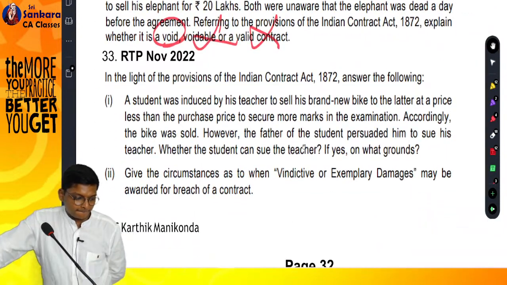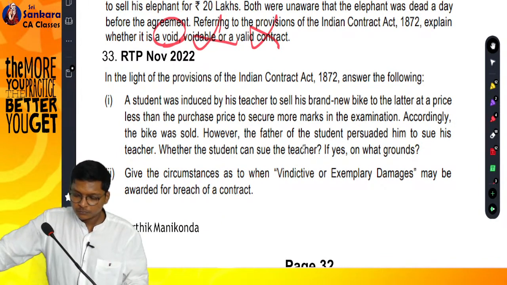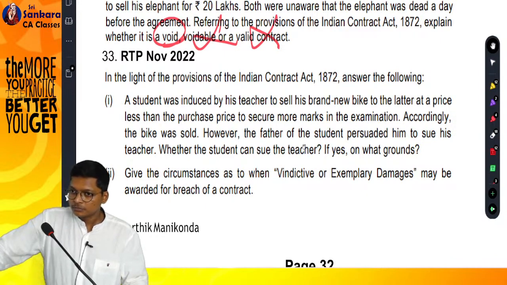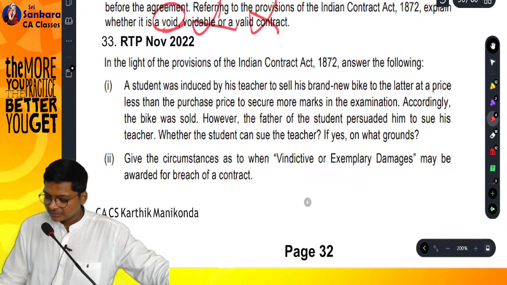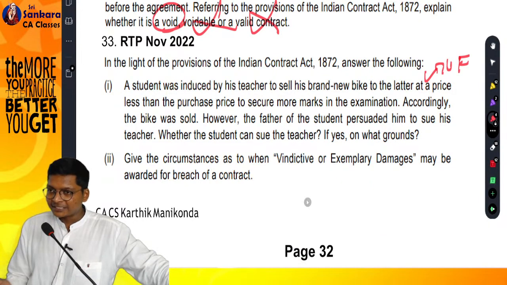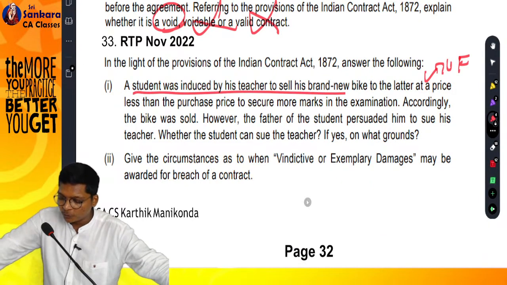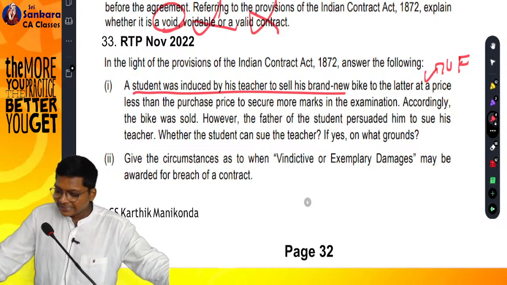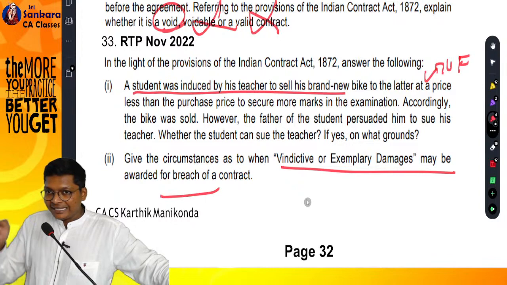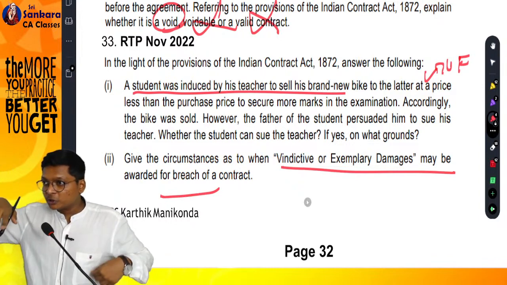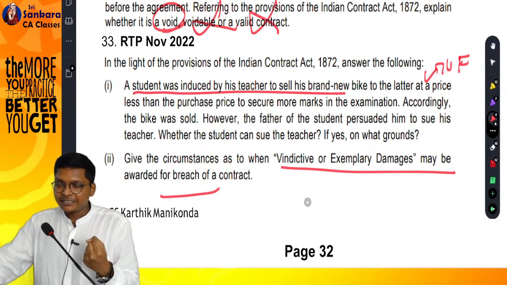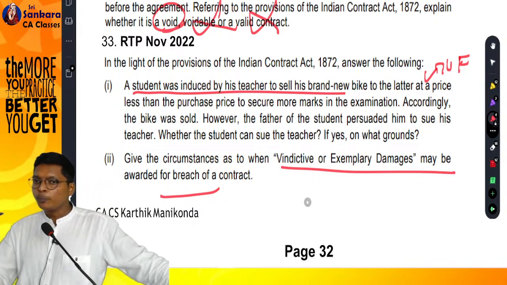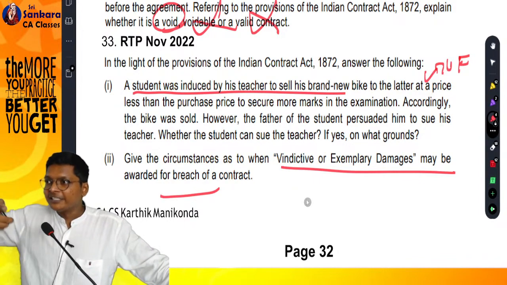Question 33. First one is what, guys? Undue influence, student and teacher. Simple question. A student was induced by a teacher to sell his brand new bike. Undue influence. Second, state cases where there is a vindictive or marriage contract, or a cheque or negotiable instrument, wrongful dishonor affecting credit worthiness. Two points only. You cannot quantify the loss.